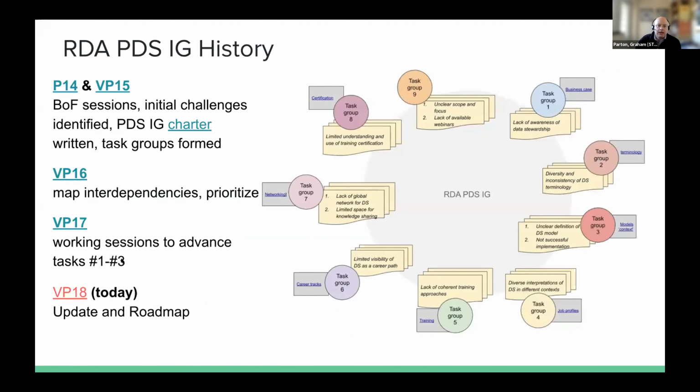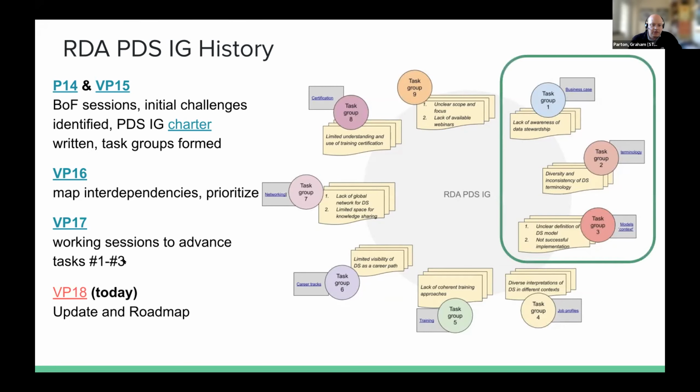Back in RDA Plenary 14, there was a Birds of a Feather session, and that's what brought together a lot of people to explore this topic. From that, in the following RDA sessions 15 and 16, we saw a PDS interest group being formulated. Task groups were also produced from that, and we've been mapping the interdependencies and prioritizing the work of those groups as well.